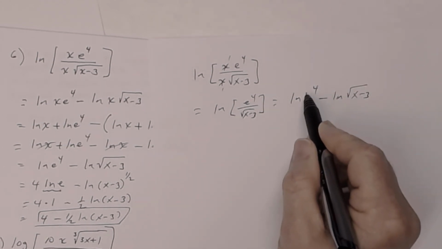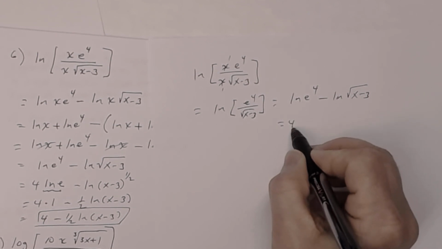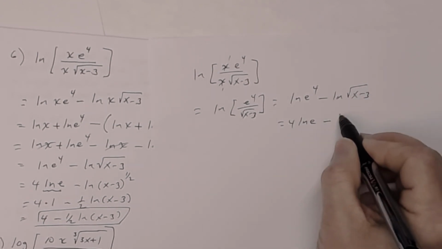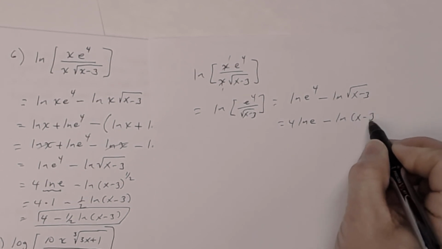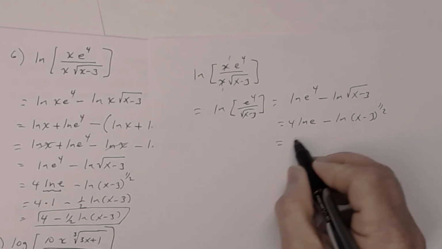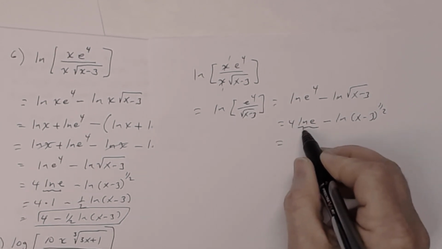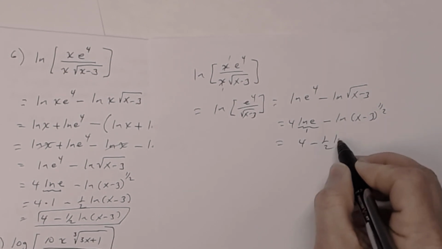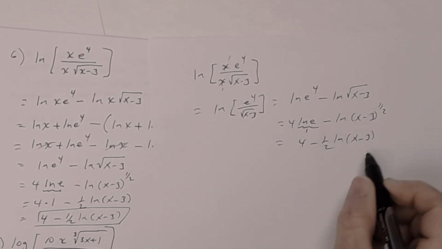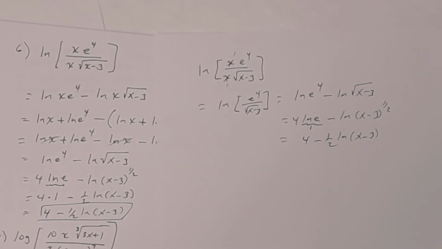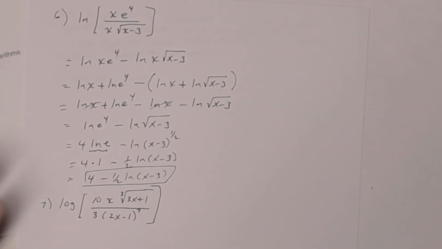And then using the power rule, this becomes 4 natural log of e minus, and then remember this right here is x minus 3 to the 1/2 power, using a power rule here. And the fact that this is 1, I get 4 times 1 is 4, so I get 4 minus 1/2 natural log of x minus 3, which is what you had here. Okay? All right, let's look at number 7.